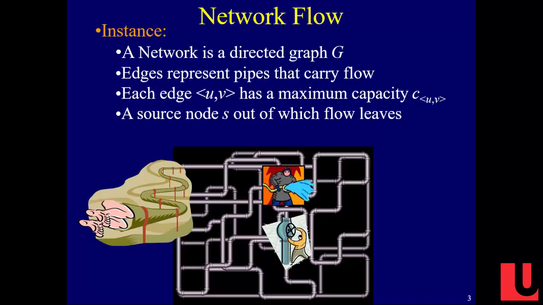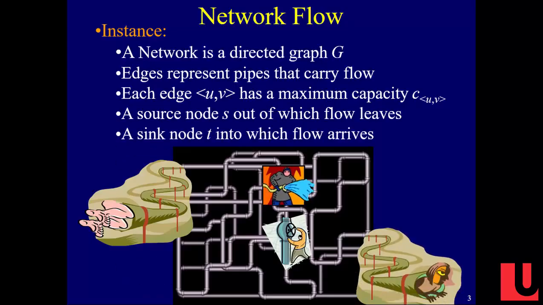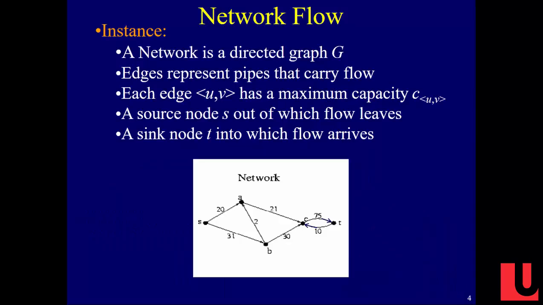Here, it's amazing what you can get off of the internet. Here's a source node that feeds the system, and we have a single sink that lets the flow out. So this is our factory producing the water, and here's our sink absorbing the water. We want to get as much flow from one end to the other, so our goal is max flow.